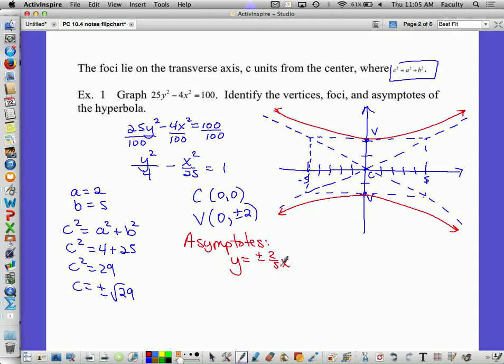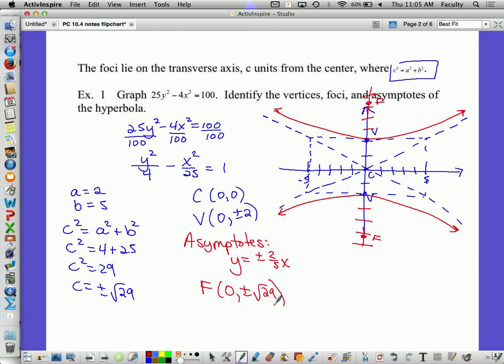Now the foci, remember the foci are going to be on the transverse axis, c units away. Square root of 29, we don't want to use our calculators, we want to use our brains. So Emily, between what 2 integers would we find the square root of 29? Between 5 and 6. You're right. So there's my foci here, and here's my foci. So the coordinates are 0, plus or minus the square root of 29.